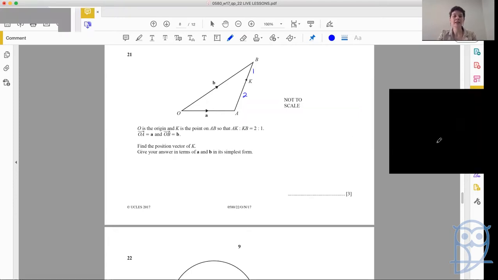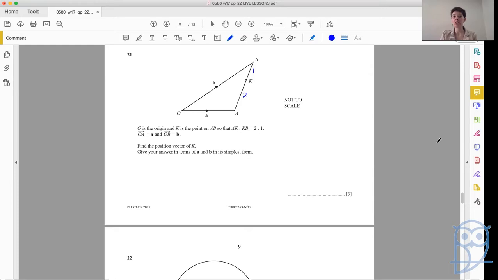So that's a reminder that as you walk around this shape, you can only walk in the direction A or the direction B. So how are we going to get there? Well, OK is what we're looking for at the end of the day. So we need to start from O and we need to get to K. So let's just first see where it is. How would we do it in terms of big vectors?